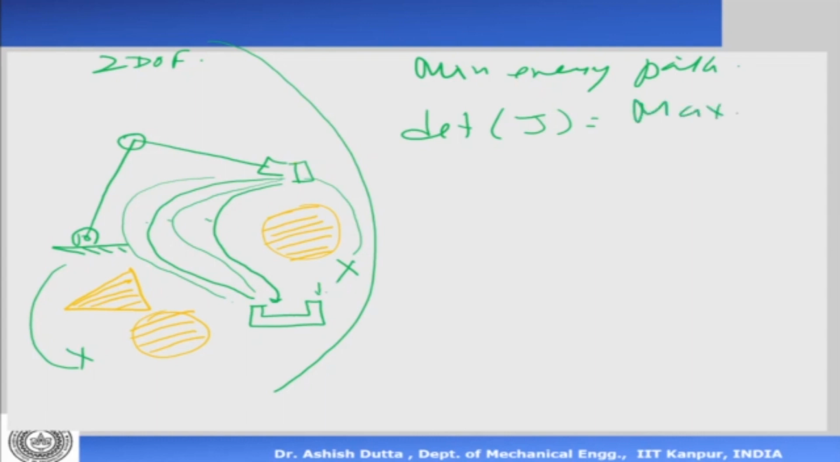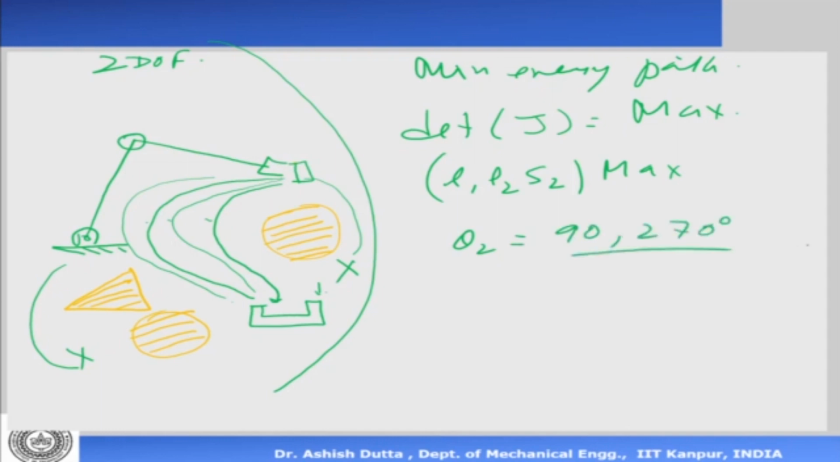Okay. So if you want to maximize the Jacobian, we have seen L1, L2, sine theta 2 is the Jacobian. And if you want to maximize this, then theta 2 is equal to 90 degrees and 270 degrees. Okay. So now we know where the Jacobian is maximized, where your energy requirement will become minimum.